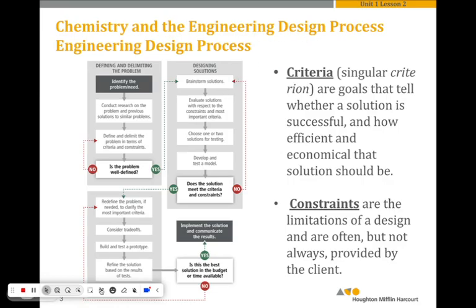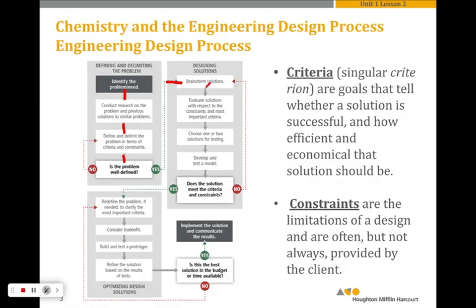And in this process, we can develop multiple solutions for a problem and optimize those solutions by doing tests. And if the tests are successful, we'll know we have a solution that's viable. So we use this kind of flow chart by identifying problems, doing research, defining and delimiting the problem in terms of criteria and constraints, making sure the problem's well defined so we can move forward to brainstorming solutions.